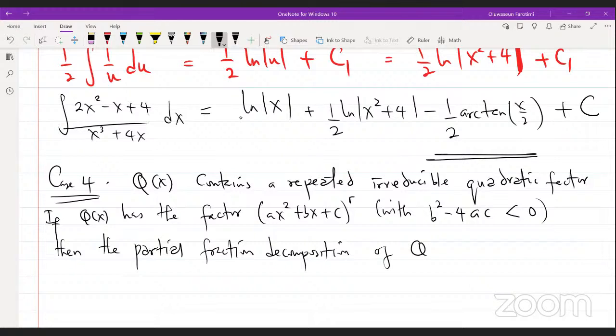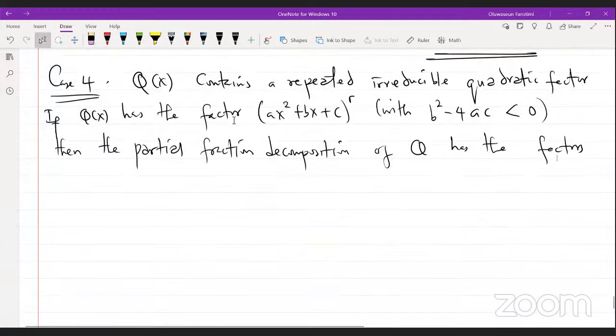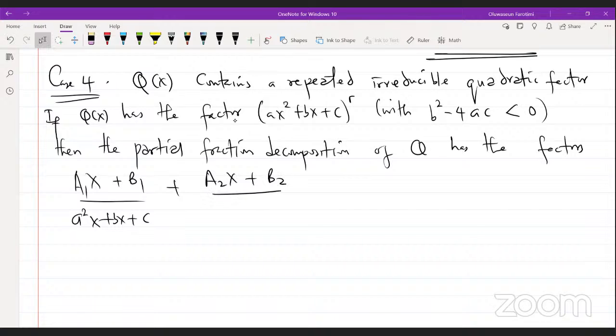Okay, so then the partial fraction decomposition of the rational function has the factors. I'm not going to solve the example, but I'm just going to show you what this means. You know, this is like a theory. I'm just going to show you guys a2x plus b2 over ax squared plus bx plus c. I see I made a mistake here. This is ax squared plus bx plus c, and this is going to be to the second power.